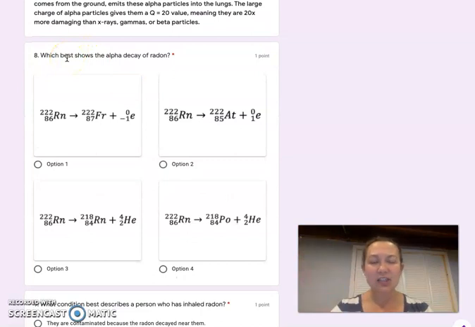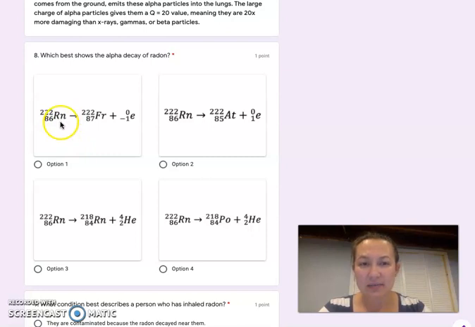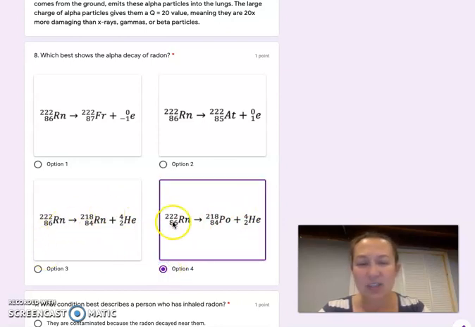Okay, so in this section, you should be able to tell apart alpha, beta, gamma radiation. You should also be able to do the equations for it. So this is radon. It's got to either be choice 3 or 4 because I need to see that it has an alpha particle, that's that 4,2 helium. But it's going to be option 4 because this has to transmutate from radon to a different element.